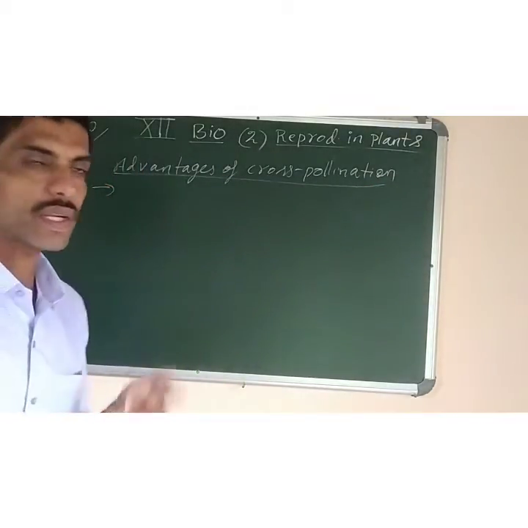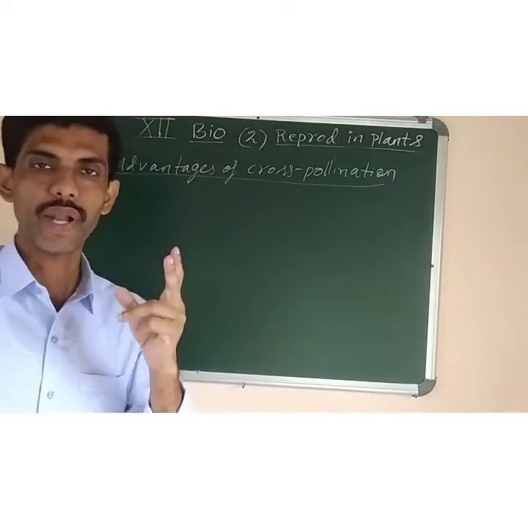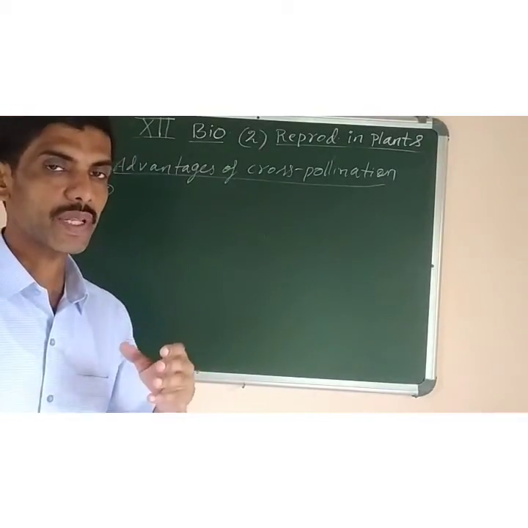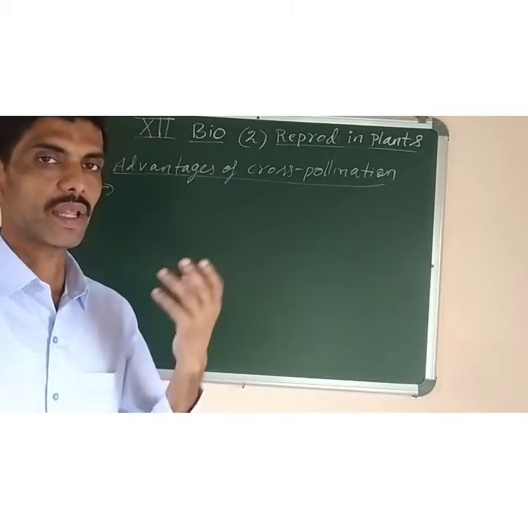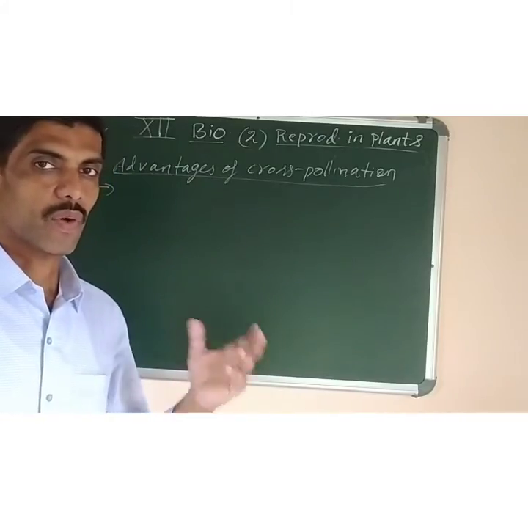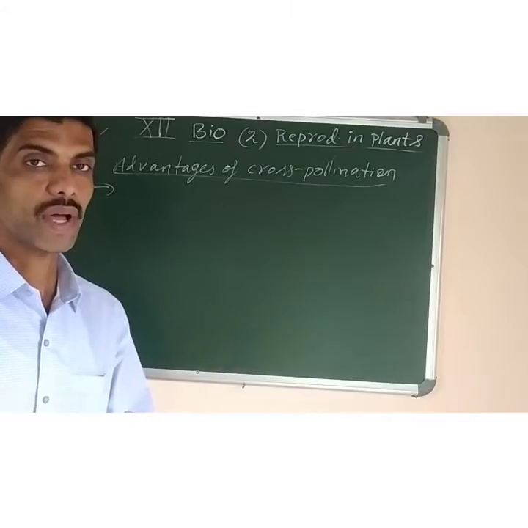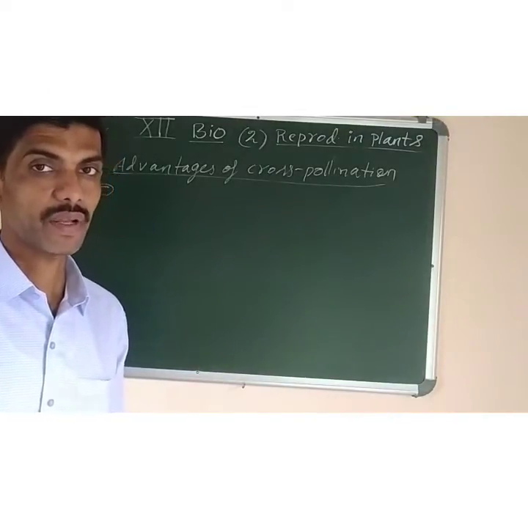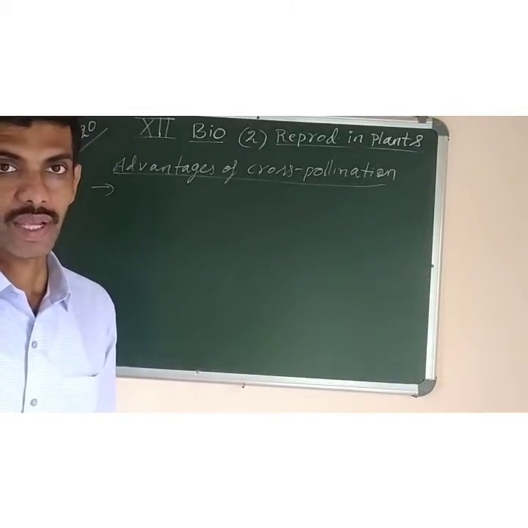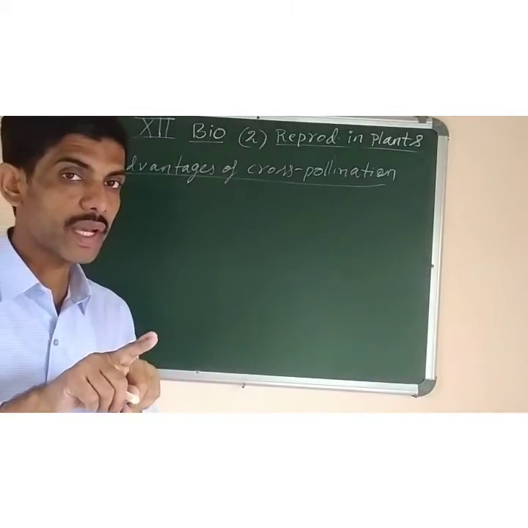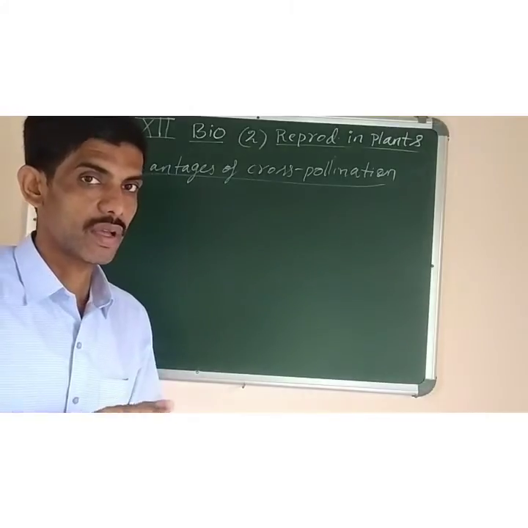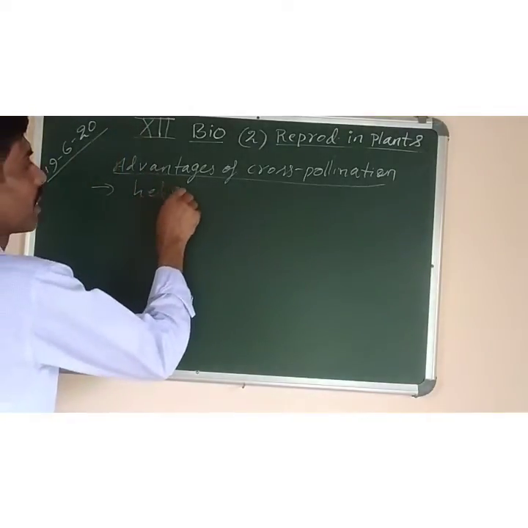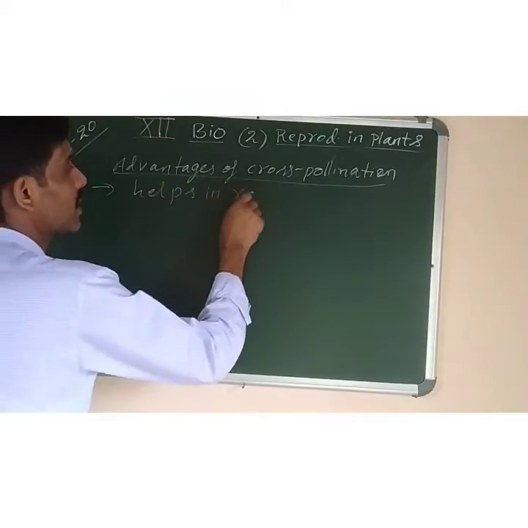First benefit is, in cross-pollination, two different plants are involved. So it will help to transfer the gametes, that is the male pollens, from one flower of one plant to the female part, that is the stigma of another flower of another plant. It means it will help to bring about recombination of genes. So you can write, it helps in recombination of characters or genes.